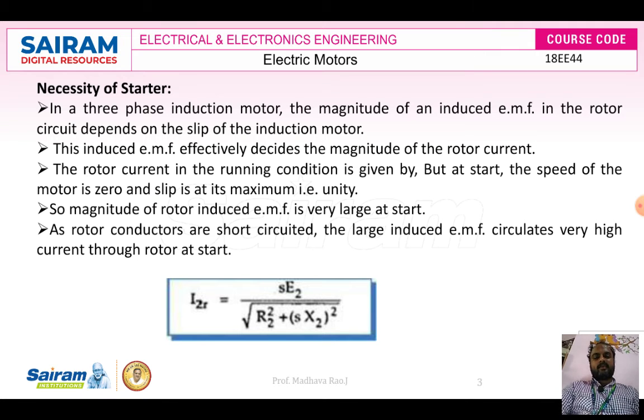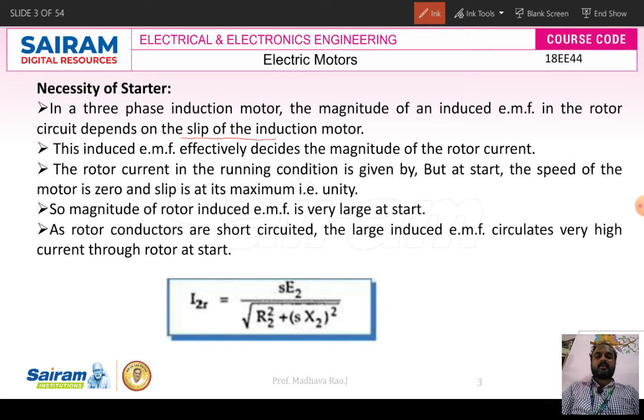In a 3-phase induction motor, the magnitude of the induced EMF in the rotor circuit depends on the slip of the induction motor. Slip is equal to 0 when the motor is running at synchronous speed, and then the motor acts like a generator. When slip is equal to 1, the motor is not running, so rotor speed is equal to 0. So the induced EMF of the rotor circuit depends on the slip of the induction motor. This is a very important thing.